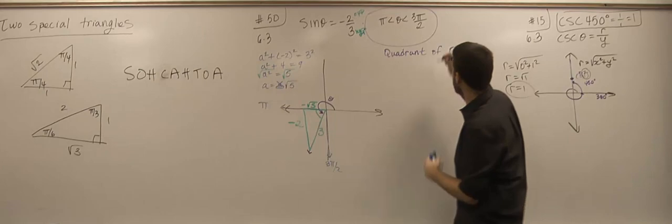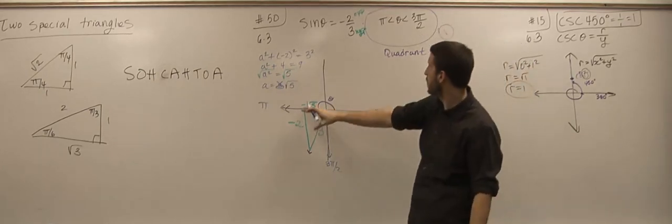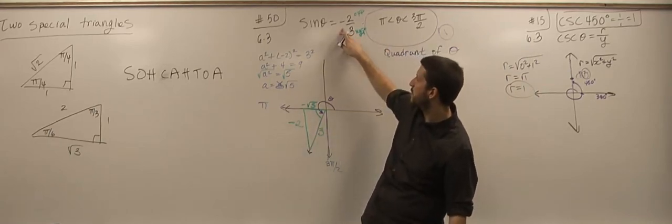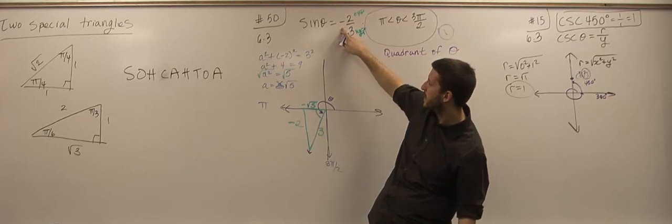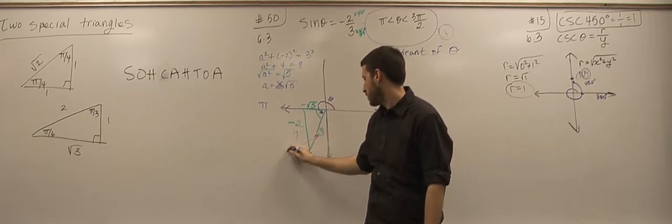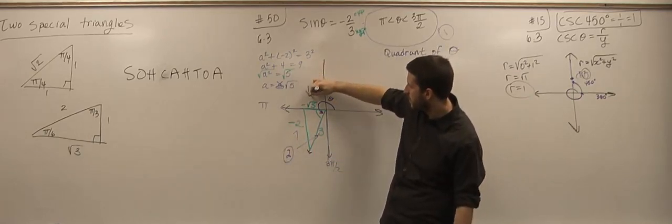So step 1, I figured out my quadrant. All right, that's the first thing you have to do. Step 2, I went ahead and drew my right triangle, labeled my right triangle using the value that they give me. All right, so these 2 things were step 2. Step 3 was the Pythagorean theorem with the right sign.